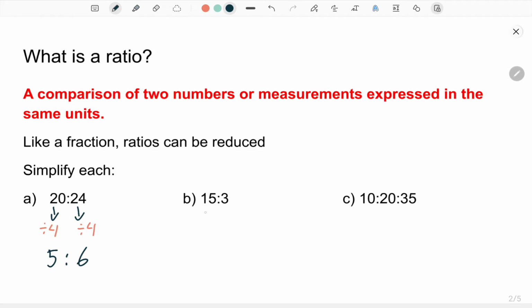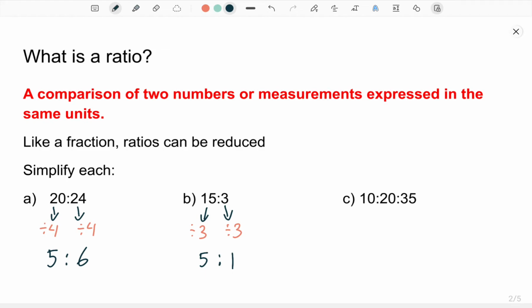All right, let's reduce this next one. So what's a number that can divide into 15 and 3? Well, 3 itself can divide into both. And so we can reduce that to a 5 to 1 ratio. So for 5 of the one thing, we have 1 of the other thing.